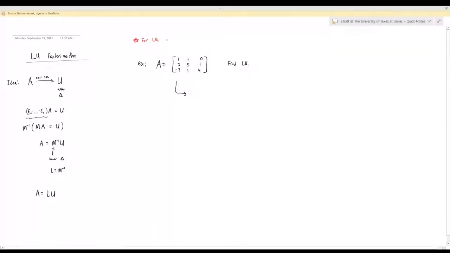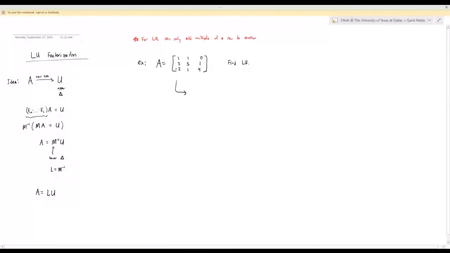So specifically for LU, you can only add or subtract a multiple of a row to another row. If you try just multiplying a row by a number, or if you try swapping rows, that throws things off. And we'll talk a little bit about how to adjust the LU factorization if you do need to do row swaps. But make sure you're only doing those elimination type row operations, essentially, okay?